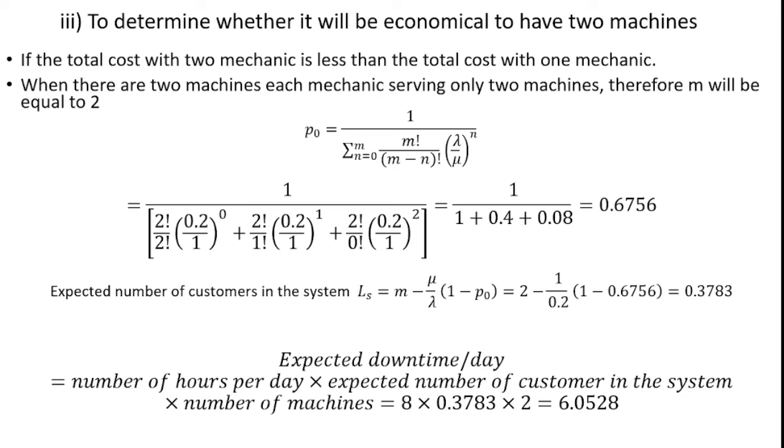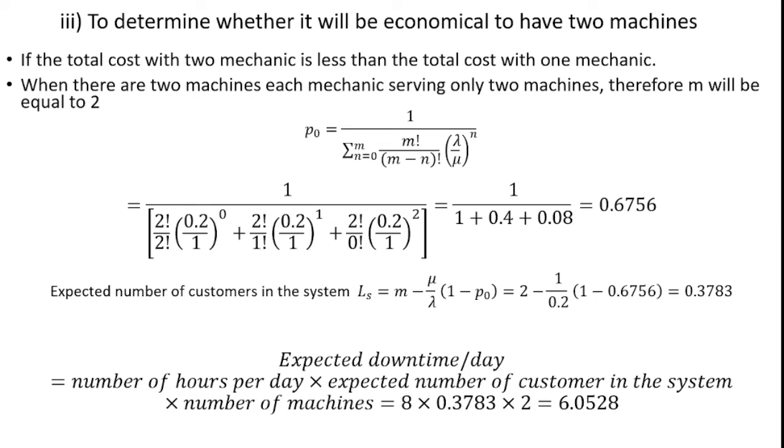When there are two mechanics, each mechanic serves only two machines, therefore m will be equal to 2. In the previous step, we assumed m is equal to 4 because the total population was 4. Now we have two mechanics, so every mechanic services two machines. Here the population size is 2 for every mechanic, so the small m is equal to 2.